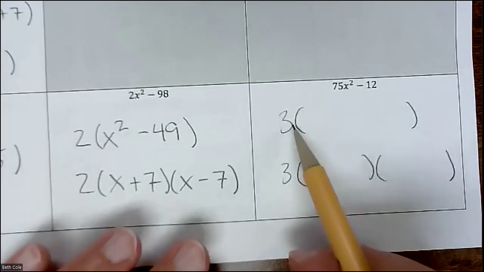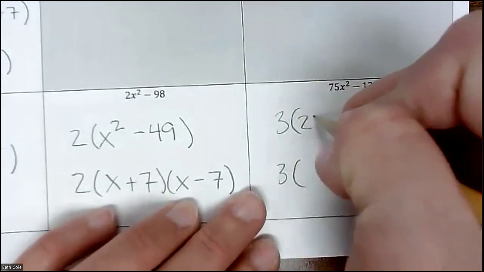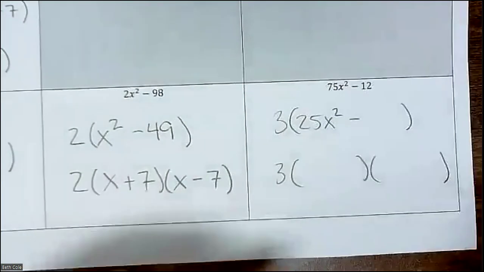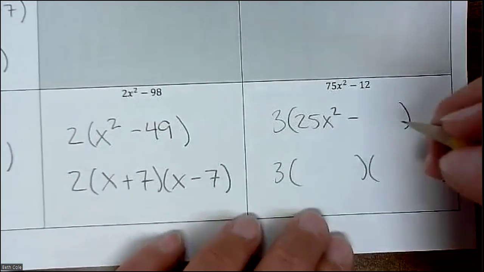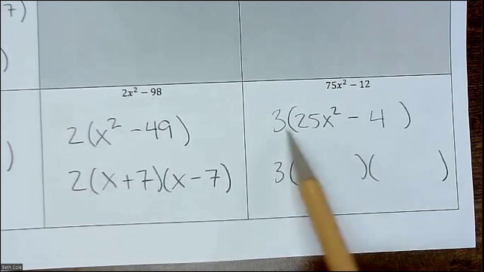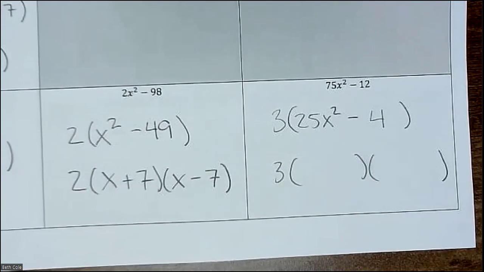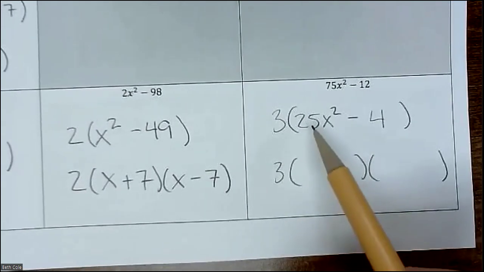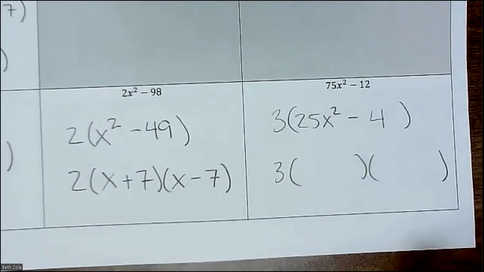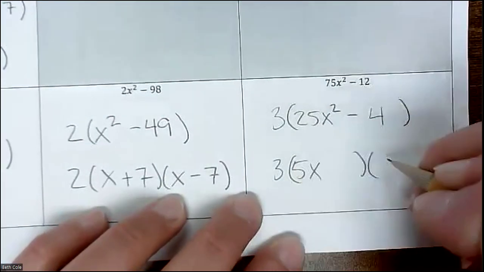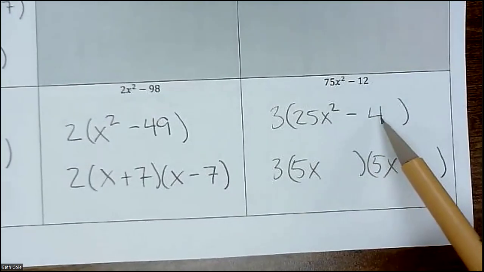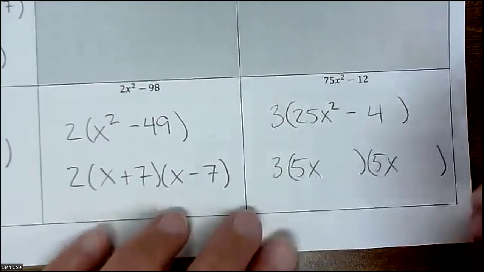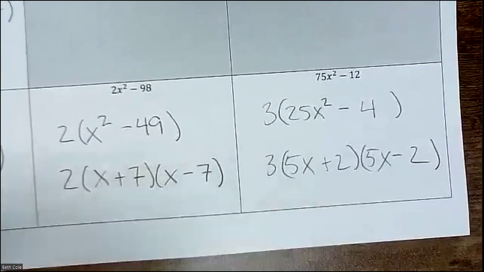So 75 divided by 3, it'll be 25x squared minus 12 divided by 3, good, is 4. And do you see how 25 and 4, you can square root both of those? So like now it's going to work. So how would you split 25? 5. Good, it'll be 5x, 5x, 5 times 5 is 25. And then how would you split up 4? 2, so +2 minus 2.